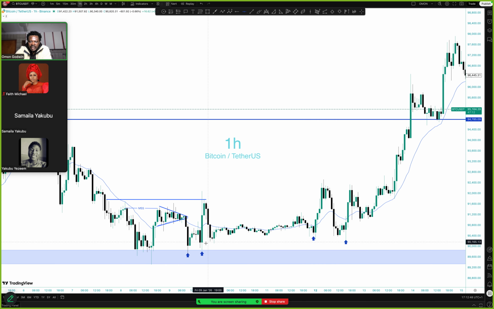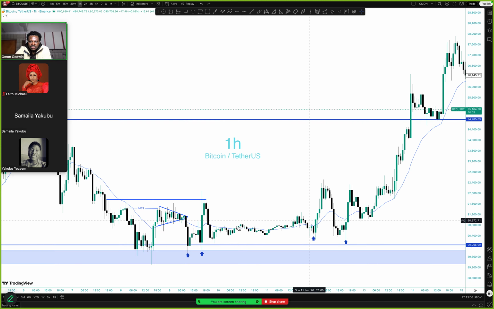Let me use this line. Below this point. Okay? Look at it. The market couldn't break below this point. At the time the market got here, what happened? The market started consolidating. This is consolidation. Okay, this is consolidation. For you, if you understand trading, you will understand the reason why the market couldn't break below this point.